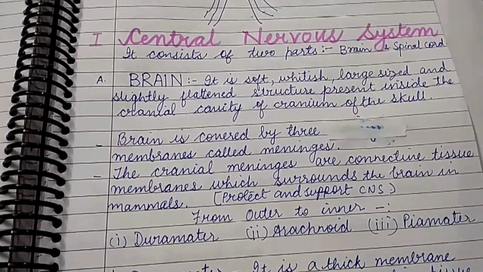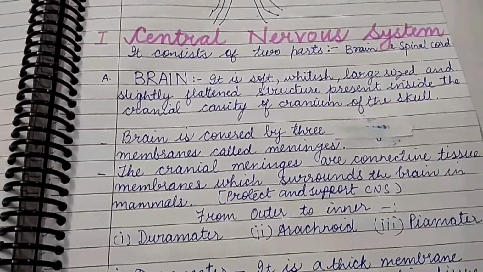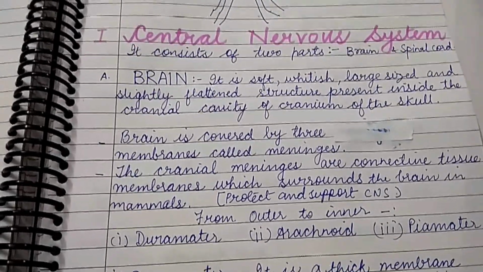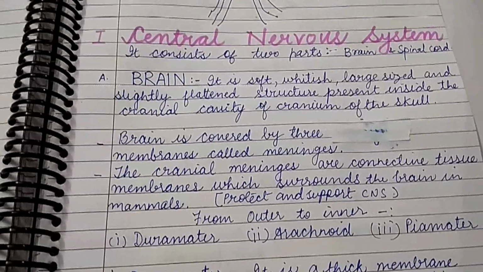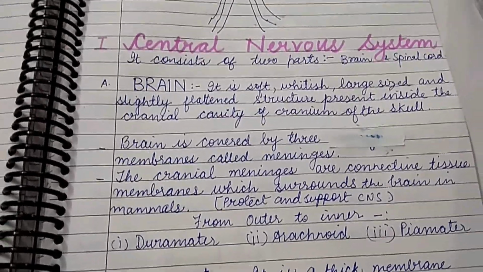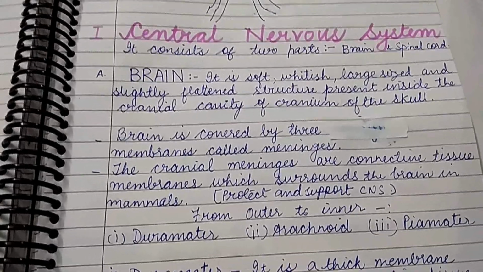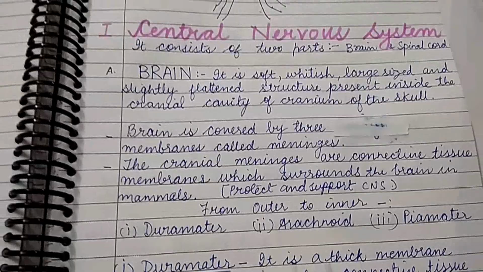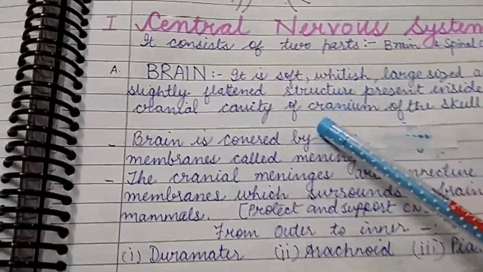Now let's start with the first part, central nervous system. It consists of two parts, brain and spinal cord. So according to the location of brain and spinal cord, because they are centrally located, the system is known as central nervous system, and brain is the control center of our body also. First, we'll talk about brain.